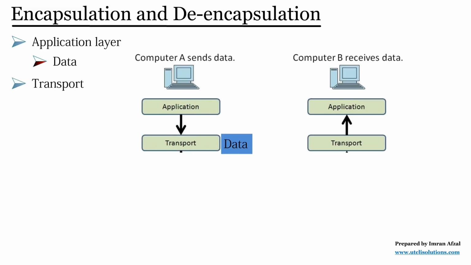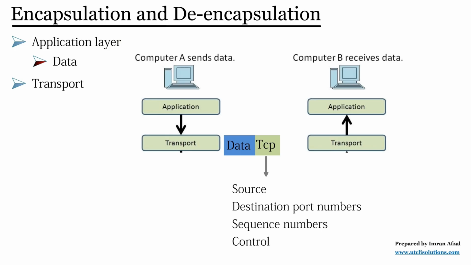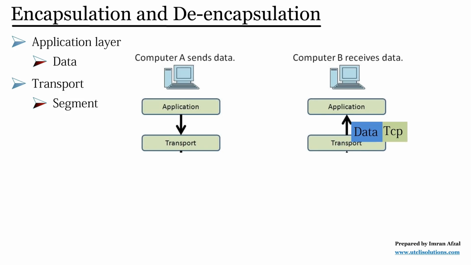It is passed to the transport layer where the TCP protocol adds a header. This header includes source and destination port numbers, sequence numbers, and control flags. The result is called a segment. The segment helps the receiving device understand how to reassemble the data and which application should handle it.